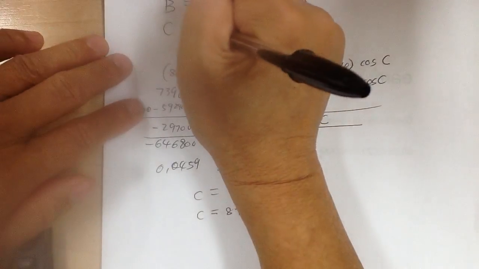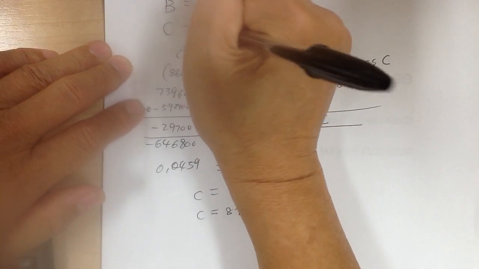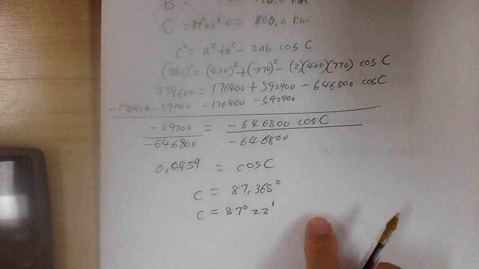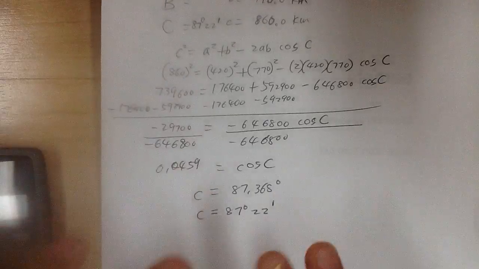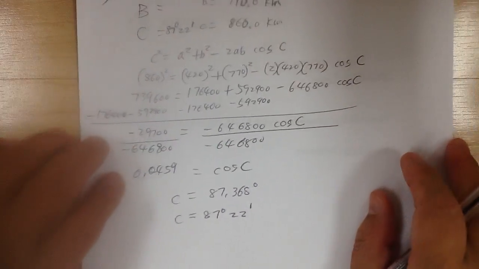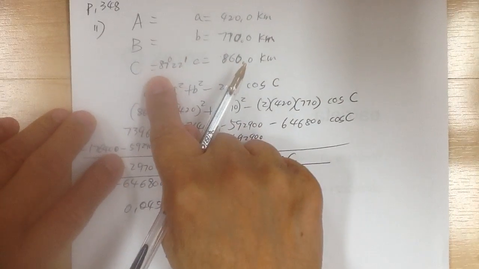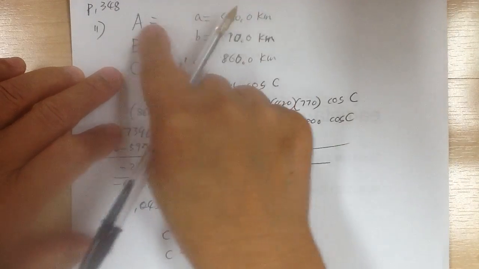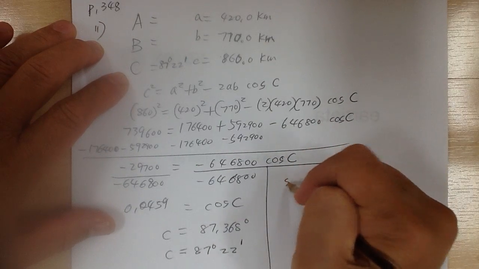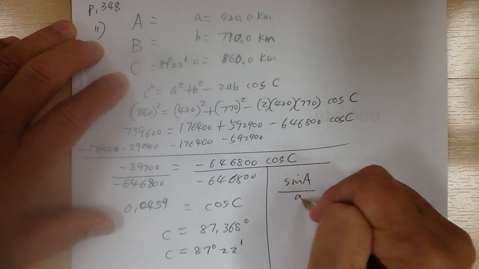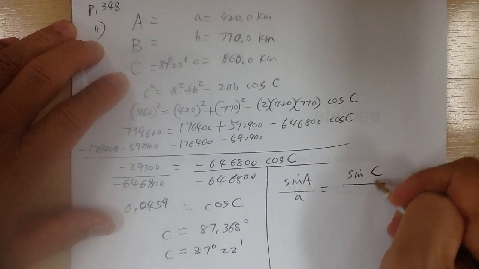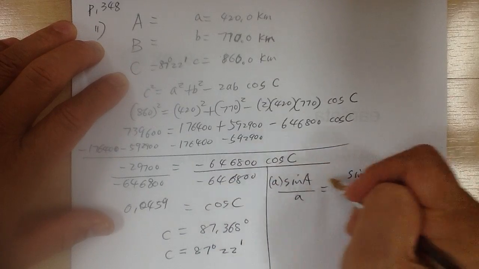So put over here, 87 degrees and 22 minutes. Again, I don't want to worry about C2 because for law of cosine, whatever you get, that's it. Now once I find angle C, I can use the law of sine to find angle A. So sine A over a equals sine C over c, times both sides by a.